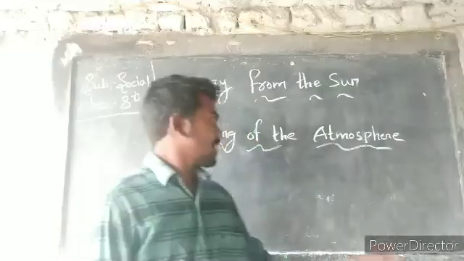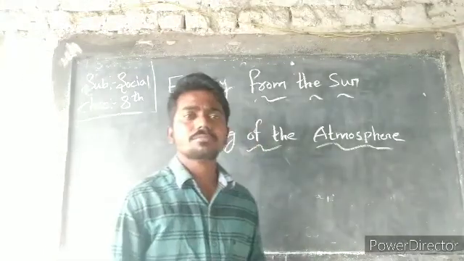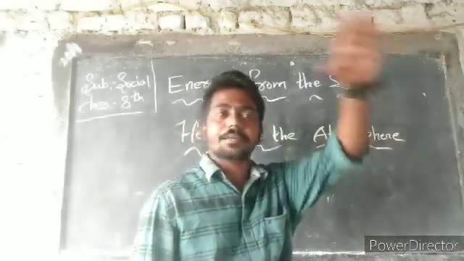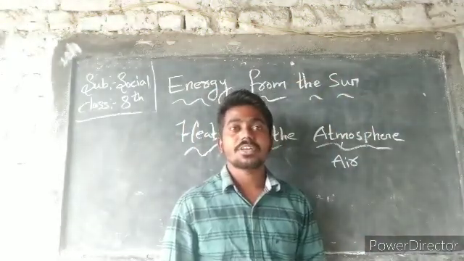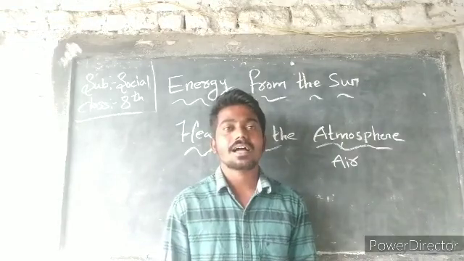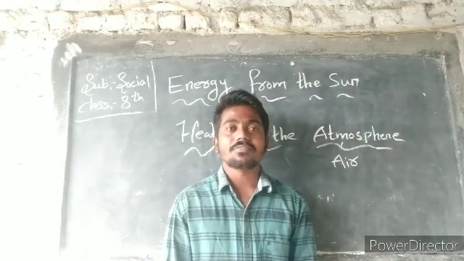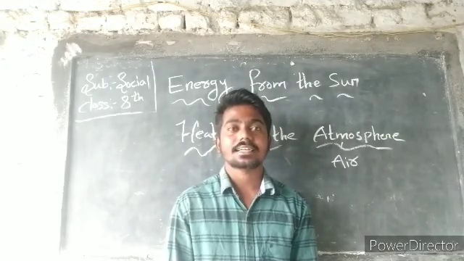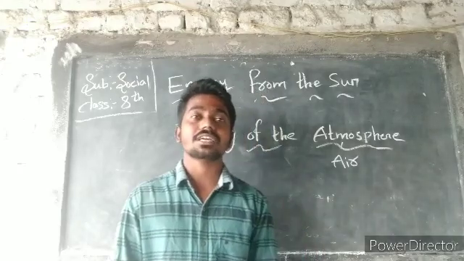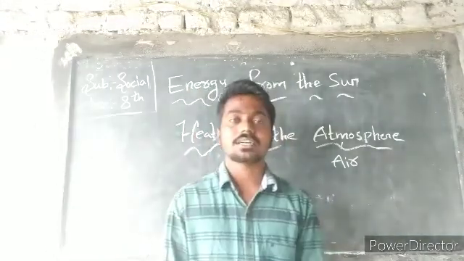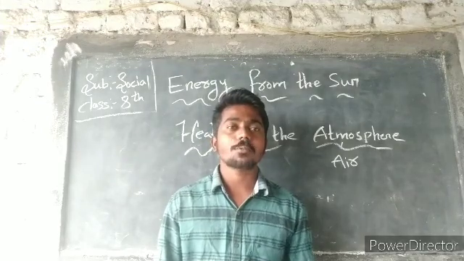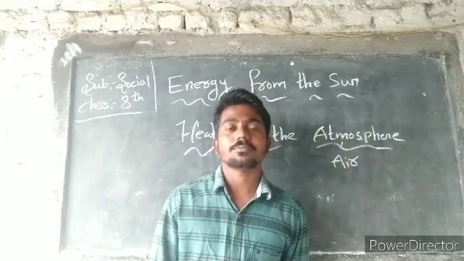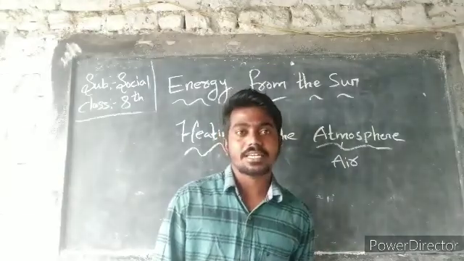Coming to the next topic, heating of the atmosphere. What do you mean by atmosphere? The air part is called atmosphere. We have different types of gases which are present in the atmosphere. What are the gases? We have nitrogen, oxygen, carbon dioxide, water vapor, etc. Almost 78% of the atmosphere is nitrogen. They will ask the question, how much percentage of nitrogen is present in the atmosphere? 78% of nitrogen is present in the atmosphere.